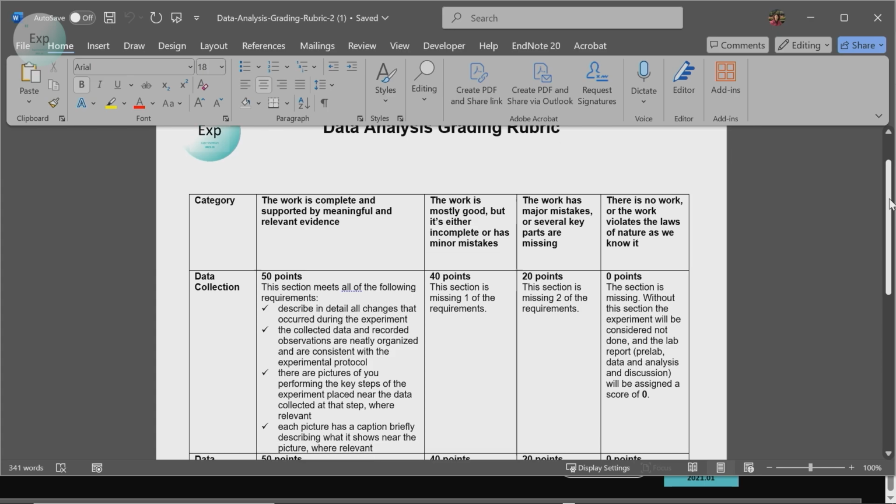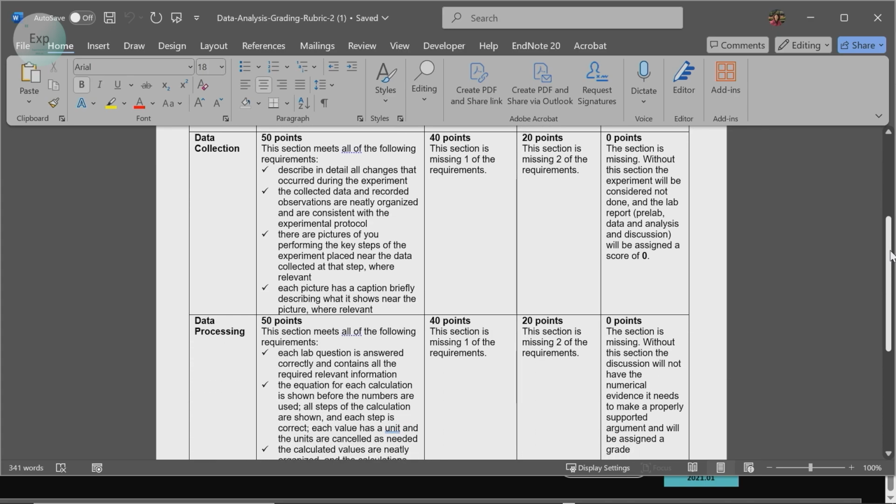The data analysis section is scored out of 100 points, 50 points for data collection and 50 points for data processing. In the data collection category, we ask for the following things. Describe in detail all changes that occurred during the experiment. Then, the collected data and recorded observations have to be neatly organized and have to be consistent with the experimental protocol. This implies a flow in the order in which the information is collected.